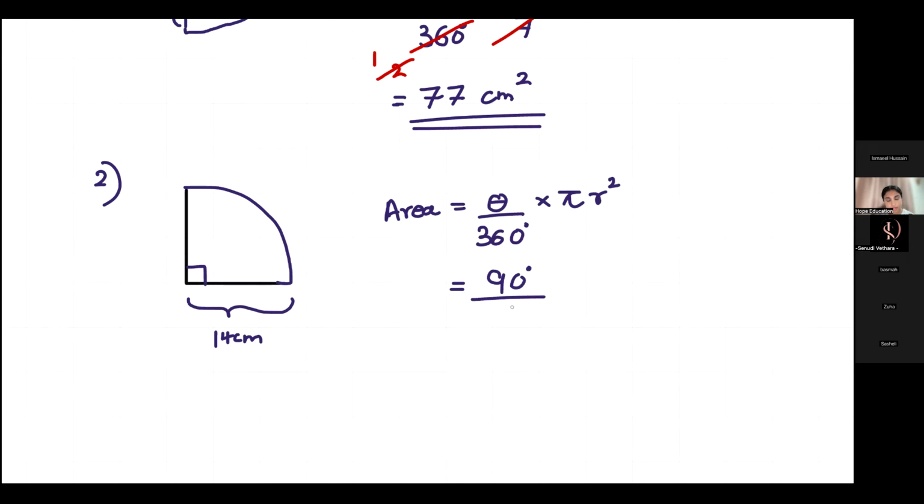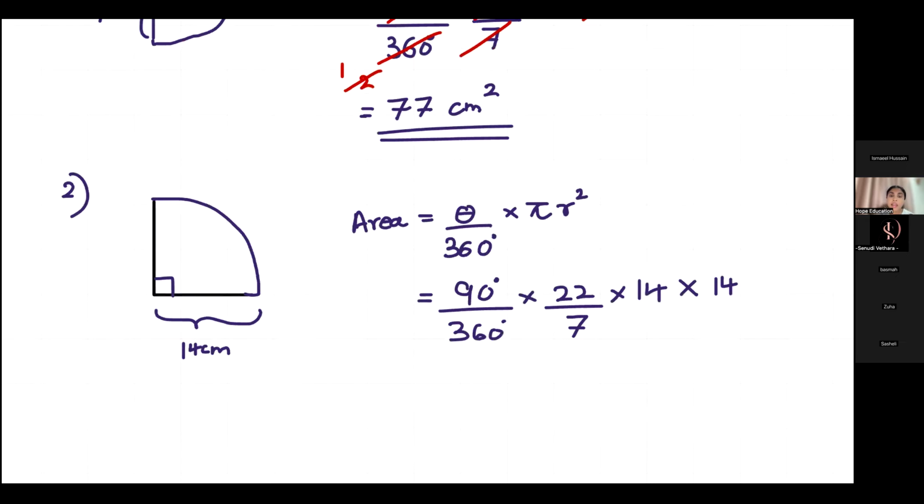Over 360. Pi is, as you all said, 22 over 7. Here the radius is 14, so r squared means 14 multiplied by 14. So there should be two 14s, right? Okay, we'll simplify. 90 times 1 is 90. 90 times 4 is 360. That means 1 over 4. So 1 over 4 is anyway a quarter of a circle. That's why we get 1 over 4.